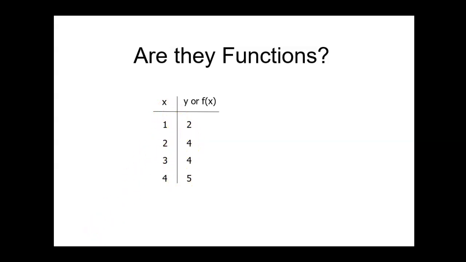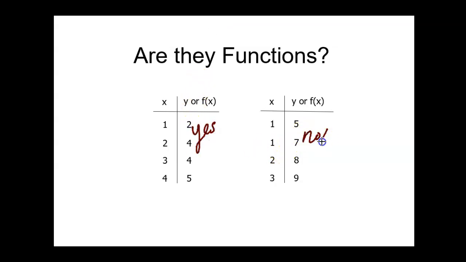So let's take another look. On this one, I have 1 that has an output of 5, but 1 also has an output of 7. Because 1 has two different outputs, 5 and 7, so the input 1 has two different outputs, this one is not a function. So let's see. This one here is a function. This one is not a function. And it's because of the repeating x values right there.